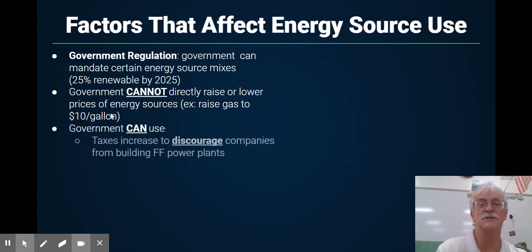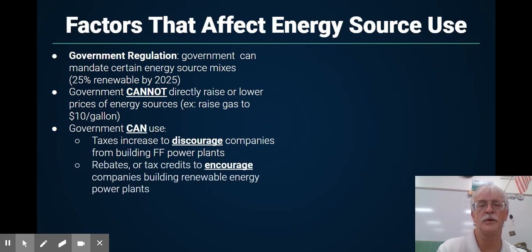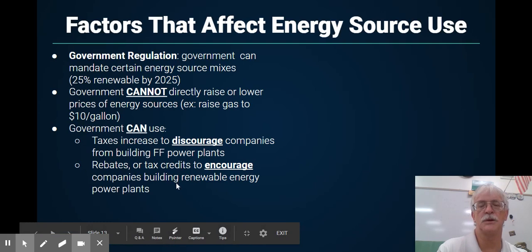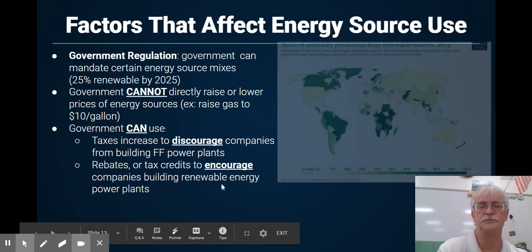What they can do is discourage companies from building power plants by increasing the taxes. It's called a carbon tax. They can also do that for gasoline, placing a carbon tax there to discourage use of gasoline. Or they can provide rebates or tax credits to encourage companies or people to use renewable energy.